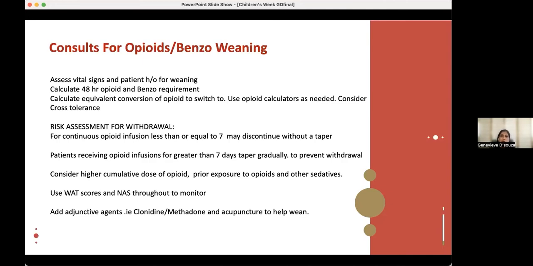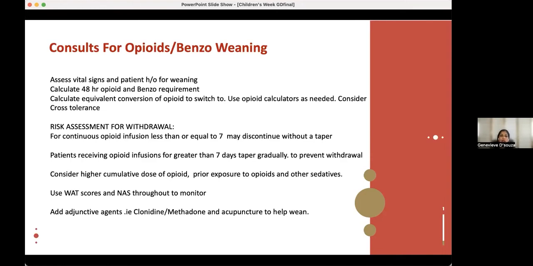On the pain service for children especially, we reduce opioids to at least 20%. In adults, you can reduce to 50%. And for vulnerable preterm or full-term infants, we will reduce to 5 to 10% at least. And we risk assess for withdrawal. For continuous opioid infusions that have only been less than 7 days, you can discontinue infusions without requiring a taper. For patients receiving opioid infusions for greater than 7 days, we could just taper gradually to prevent withdrawal.